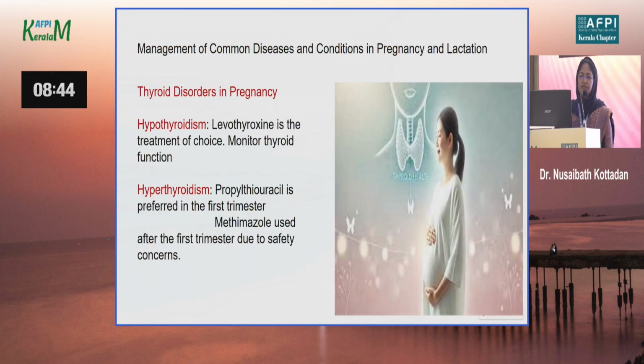Thyroid disorders. In hypothyroidism, you can safely use levothyroxine, and we should monitor thyroid functions throughout pregnancy. In hyperthyroidism, propylthiouracil is preferred in the first trimester and methimazole in the second and third trimester.